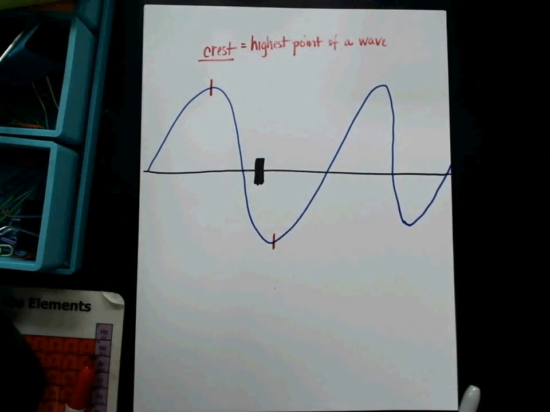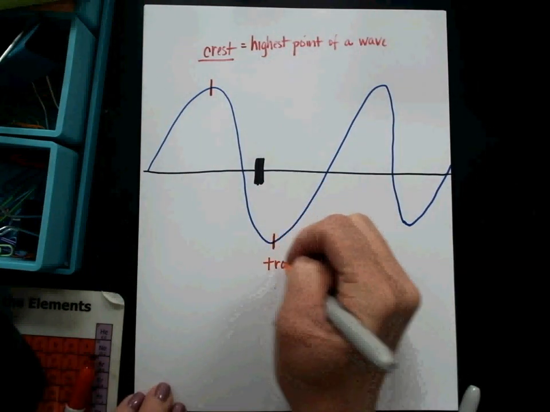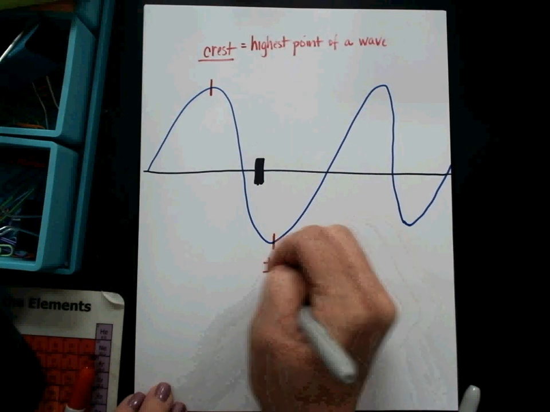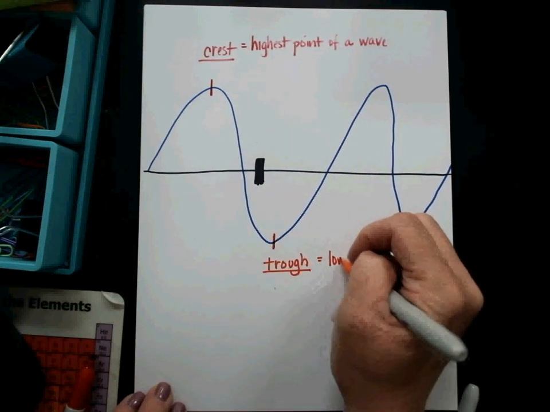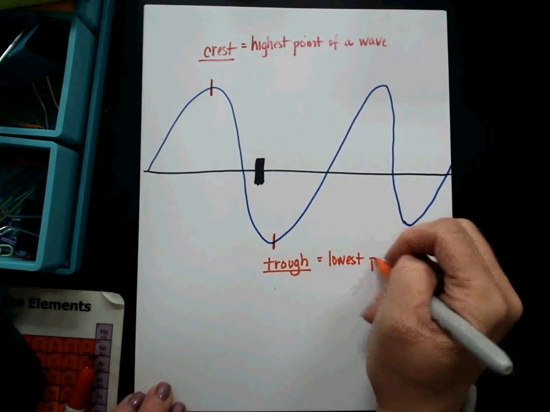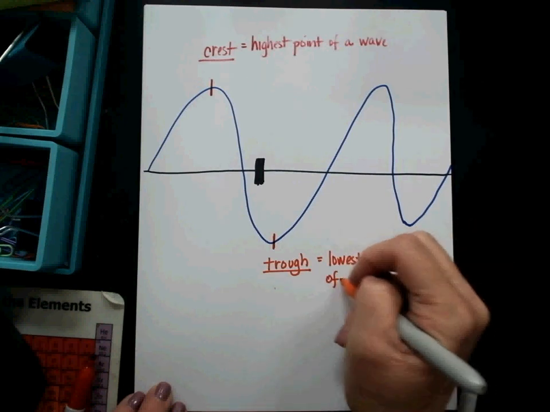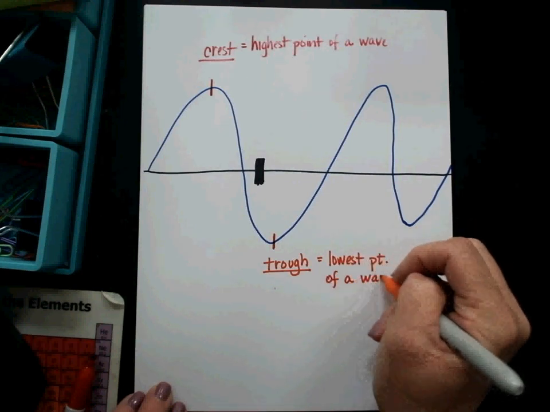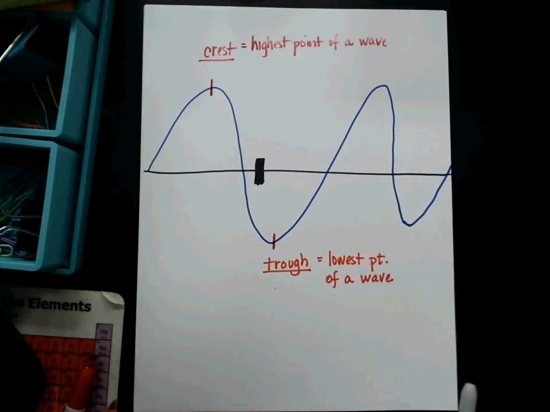Okay, so what else should y'all have gotten? I'll put one down here too. You already got that one. Yes, that is a trough. Good. Which is the lowest point of a wave. Everybody get those two? What did you get, Shelby?